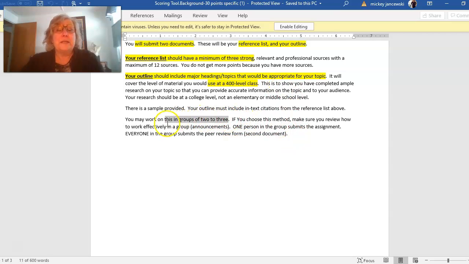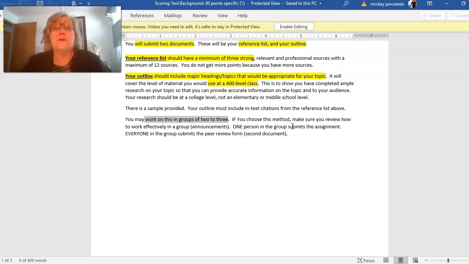This is a really important issue for you guys. It says you can work in groups of 2 or 3. Sometimes people do this because they think it's easier, and in reality, working in a group is often more difficult. If you choose to work in a group, I highly recommend you go to the announcements page in your Blackboard page and read over the steps that you should take in a group.